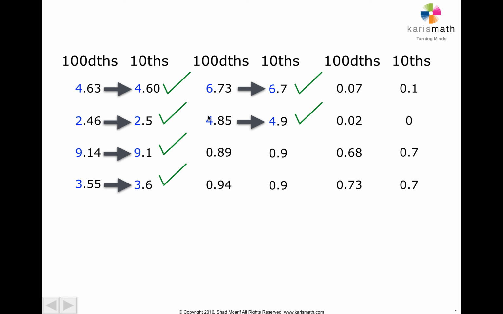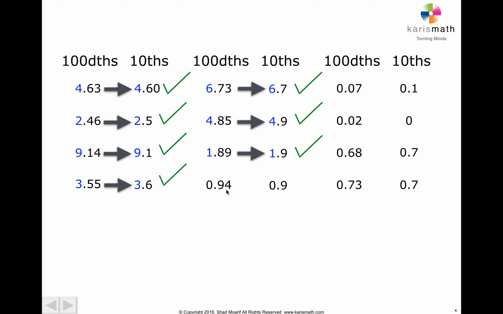4.85, that means 4 whole things and 85 hundredths. You'll write it as 4 whole things and 9 tenths. It's roughly the same. 1.89, which is 1 whole and 89 hundredths. That becomes what? Who can say what this is? 1 whole and 9 tenths, if you want to write it roughly in terms of tenths.